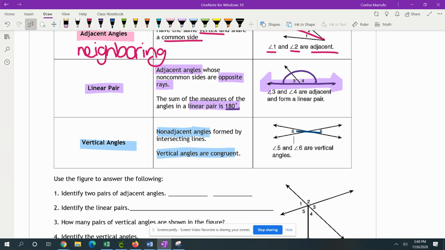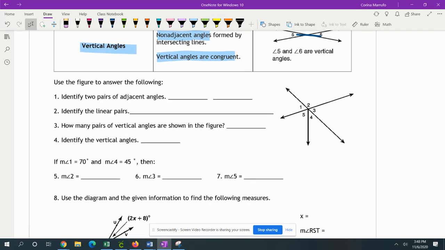All right. Next it says here, use a figure to answer the following. Identify two pairs of adjacent angles. So we're going to give two adjacent angles. So if we look here, angle 1 and angle 2, they share this common side. So that would be adjacent angles. And 5 and 4 also share this side. So angle 5 and angle 4. Okay, now those are not the only ones. There's other ones. There's 3 and 4, 4 and 5, 5 and 1, 1 and 2. So we just gave 2 examples.